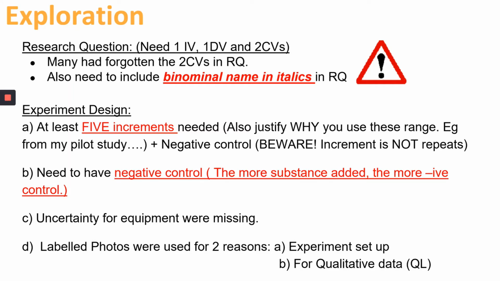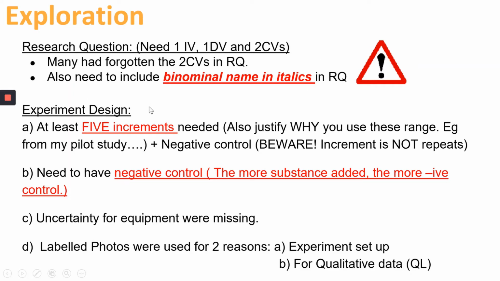Just a reminder as well, if you're involving some other species, then you need to mention the binomial name and put it in italics in your RQ. And then your experiment design.